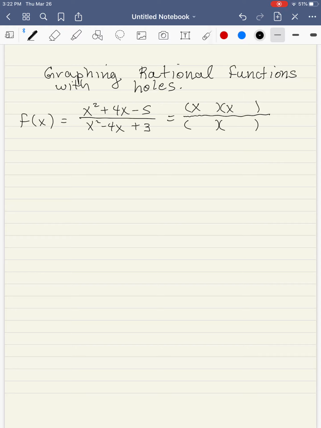All right, two numbers that multiply to give -5 and add to give 4 are +5 and -1. So that is the factorization of the numerator. On the denominator, we have two numbers that multiply to give +3 and add to give -4. To get a +3, they both have to be negative, so I have an x minus 3 and an x minus 1. Now notice that these two factors are exactly the same.